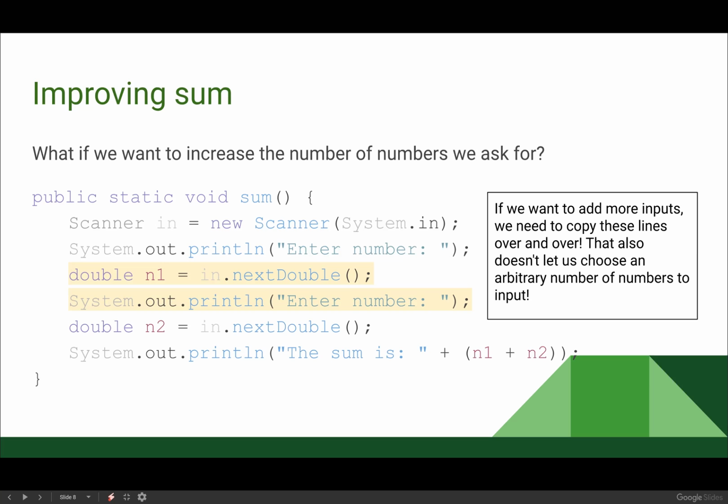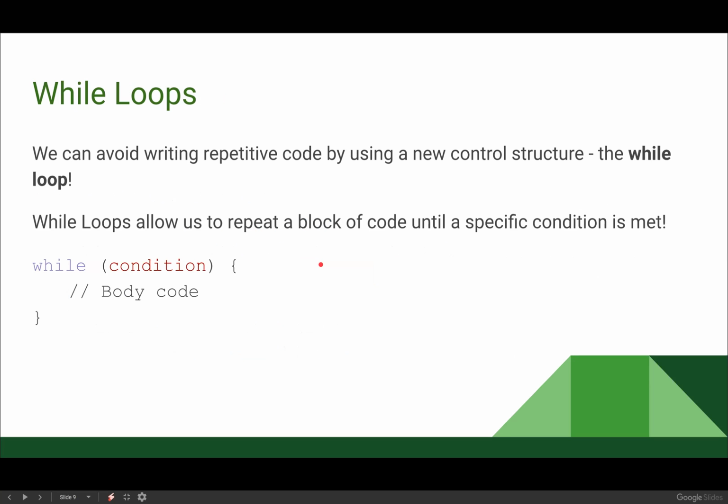So there's got to be a better way, just like there always has to be a better way, and there always is a better way, always. And we can avoid writing repetitive code by using a new control structure called the while loop. While loops allow us to repeat a block of code until a specific condition is met. So they have 3 pieces.